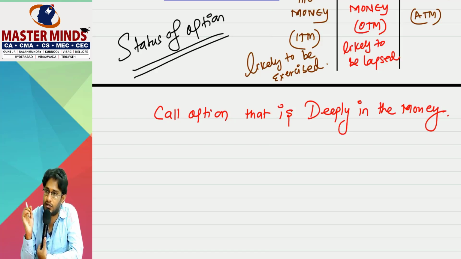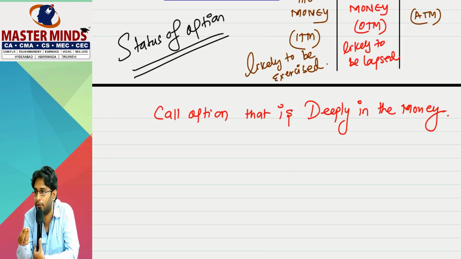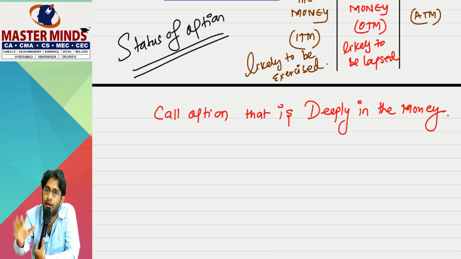Do you understand the words deeply in the money? Similarly, what is the meaning of deeply out of the money? Out of the money means likely to be lapsed. Deeply out of the money, highly likely that it will be lapsed. The chance of exercise is almost zero.